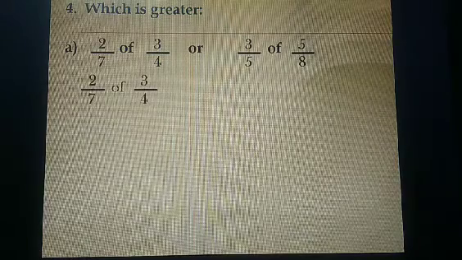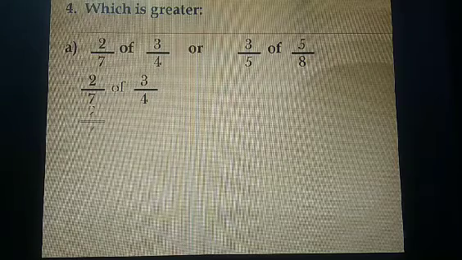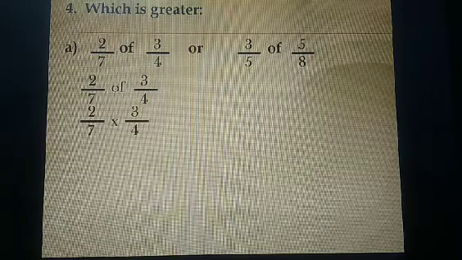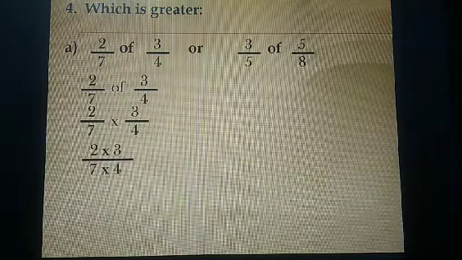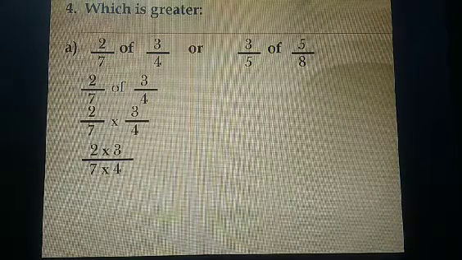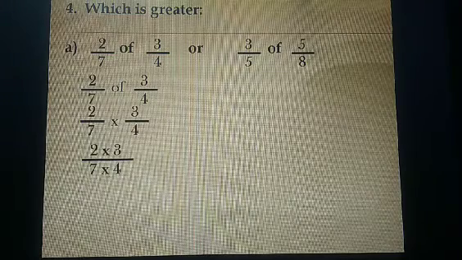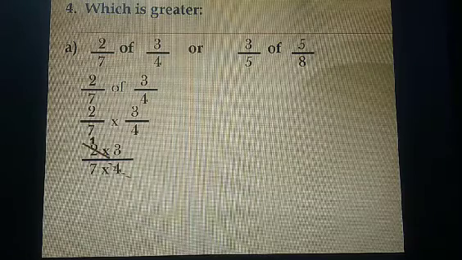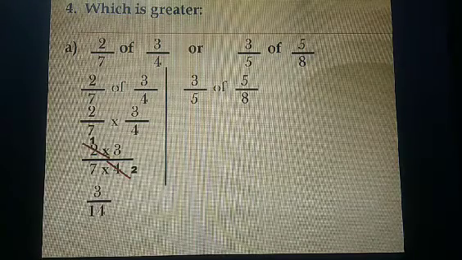Your first part is 2 by 7 of 3 by 4. Replace of with a multiplication sign. Now numerator to numerator, denominator to denominator. Yes, you will get, here you can see the factor 2 is common. So you will cancel it out. You will get the answer as 3 upon 14. Moving to the next part, it's 3 by 5 of 5 by 8. Replace of with multiplication sign, numerator to numerator, denominator to denominator, cancel the common factor. You will get the answer as 3 upon 8.